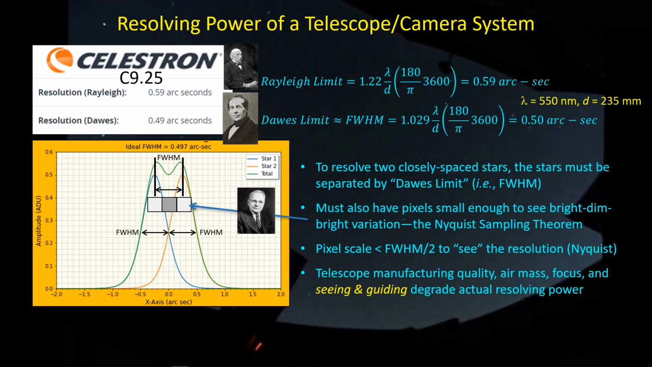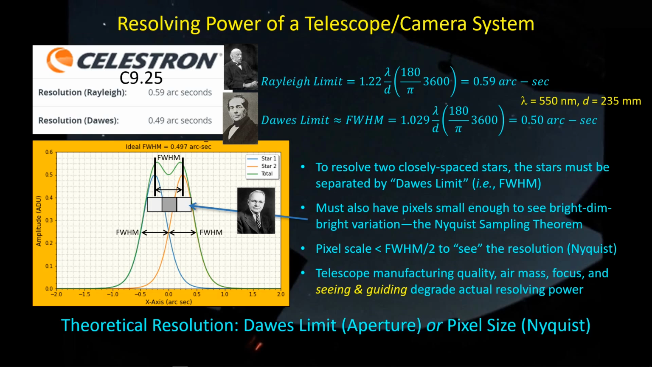We can never quite reach the theoretical Dawes or Rayleigh limits because telescope manufacturing quality affects things, the quality of glass. We live down at sea level. Our focus may not be ideal. And of course, there's seeing effects and guiding effects that ultimately combined all degrade the true and achievable resolving power of our telescopes. And now the question becomes, what can we do with the aperture and the Nyquist limit, pixel size, to get the best resolution out of our systems that we can?